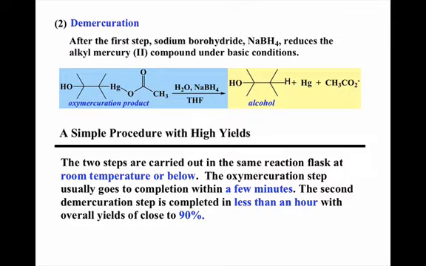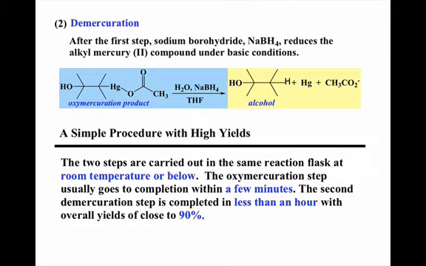This is a very simple procedure, and the yields are quite high. And it avoids carbocation rearrangements because there is no carbocation in this two-step process, okay? This reaction is carried out in a simple flask at room temperature. That's why I'm going to be able to do this in here as a demonstration for you on Friday. Okay? It takes only a few minutes to do, and the overall yields are usually better than 90%.